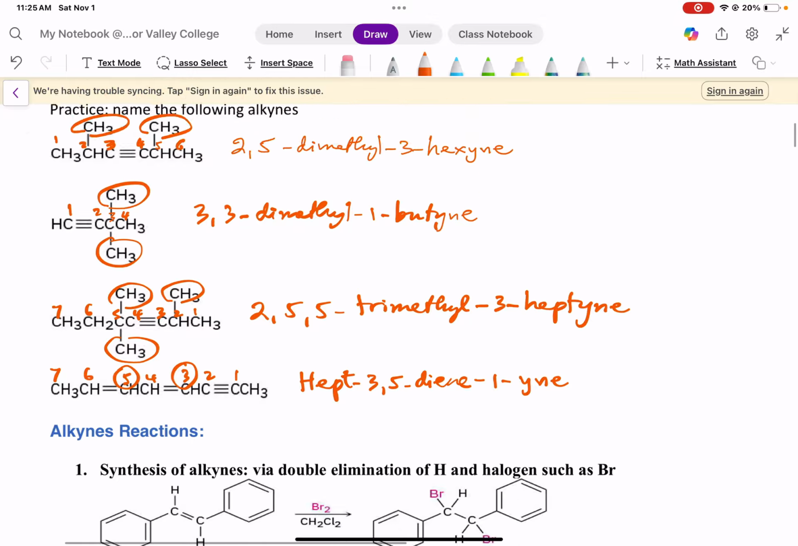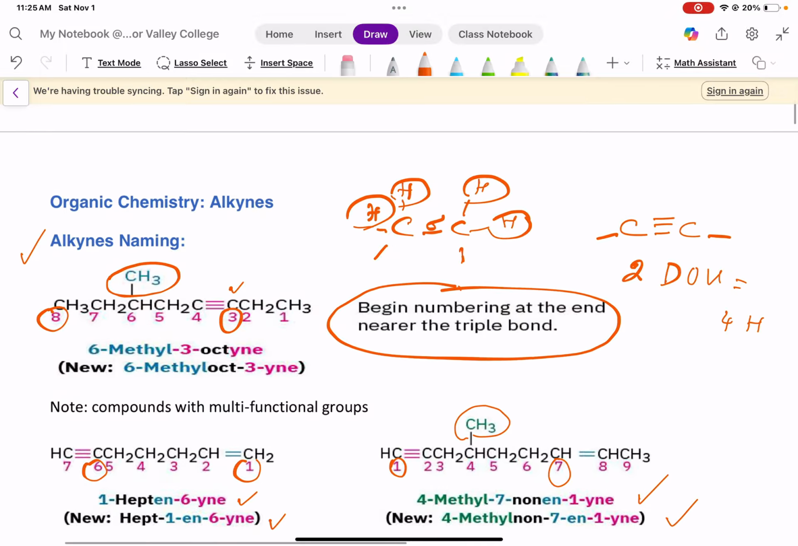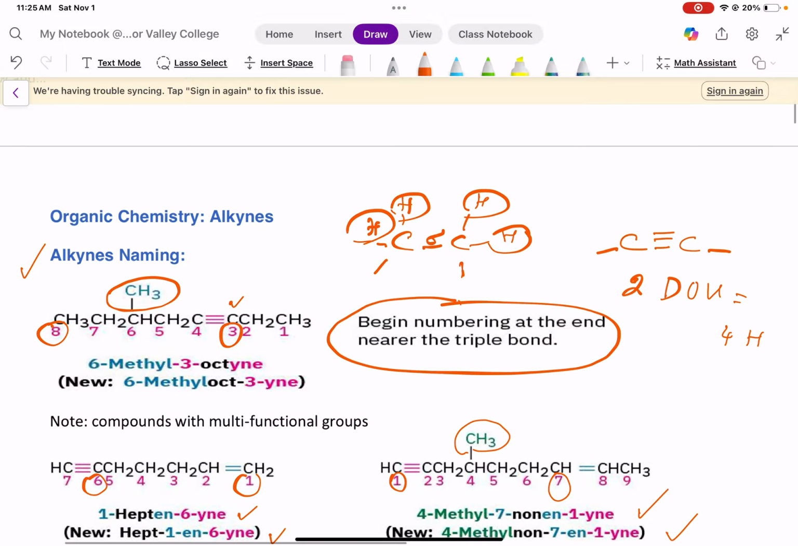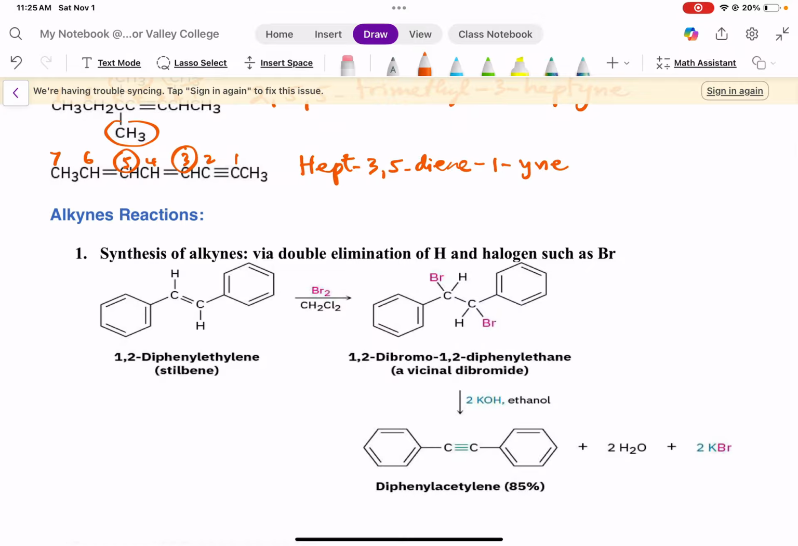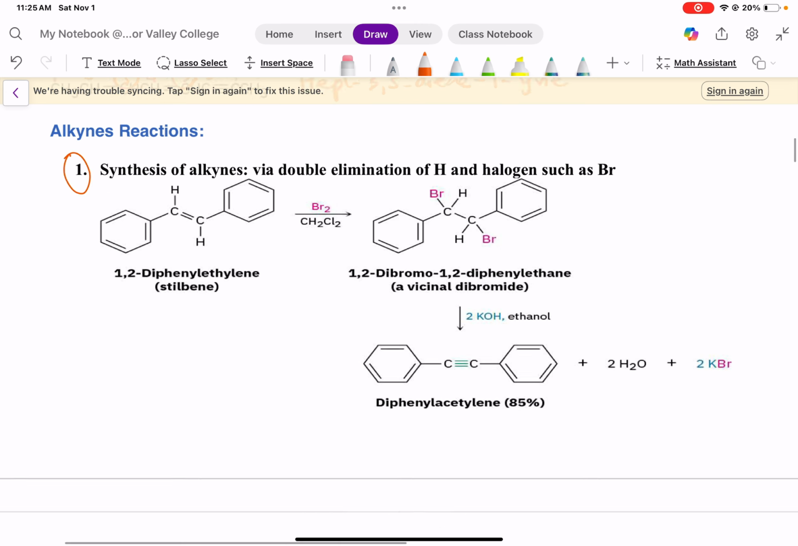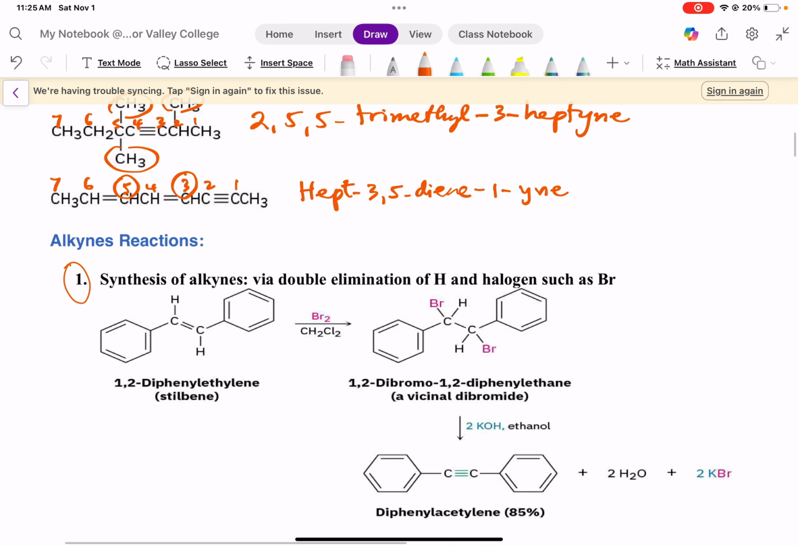Okay, guys. Those are reactions, and we have more in the books, okay? And the homework. Now, in terms of reactions, the first 2 reactions are to make alkynes. How do we synthesize them, right?